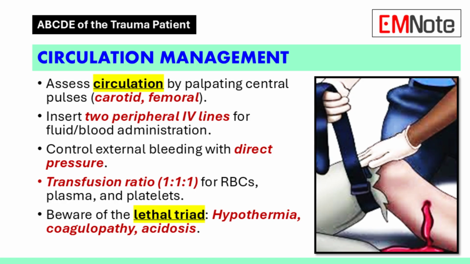Significant fluid loss requires replacement with crystalloids and blood products. Studies suggest a survival benefit with a transfusion ratio of red blood cells to fresh frozen plasma to platelets of 1 to 1 to 1. Be aware of anticoagulant use. Extensive hemorrhage can lead to the lethal triad of hypothermia, coagulopathy, and acidosis.